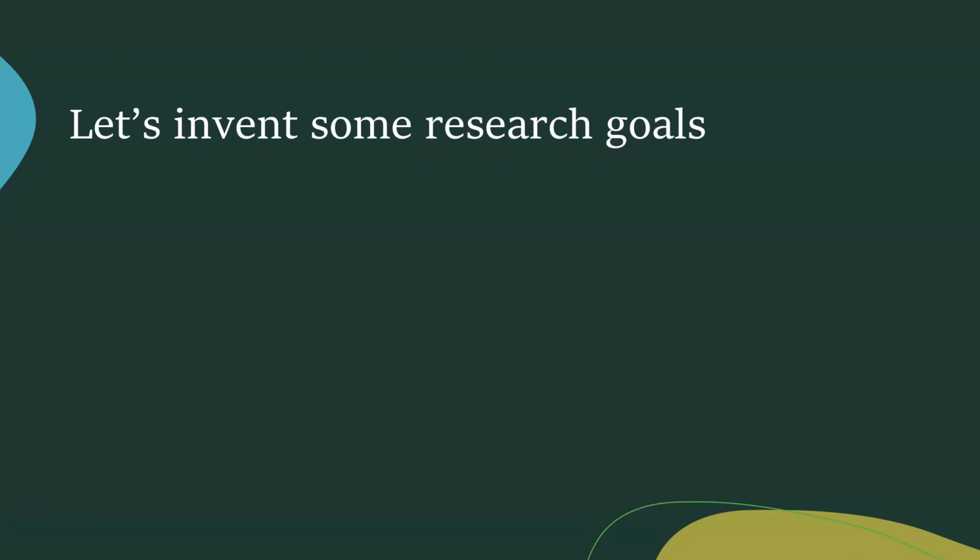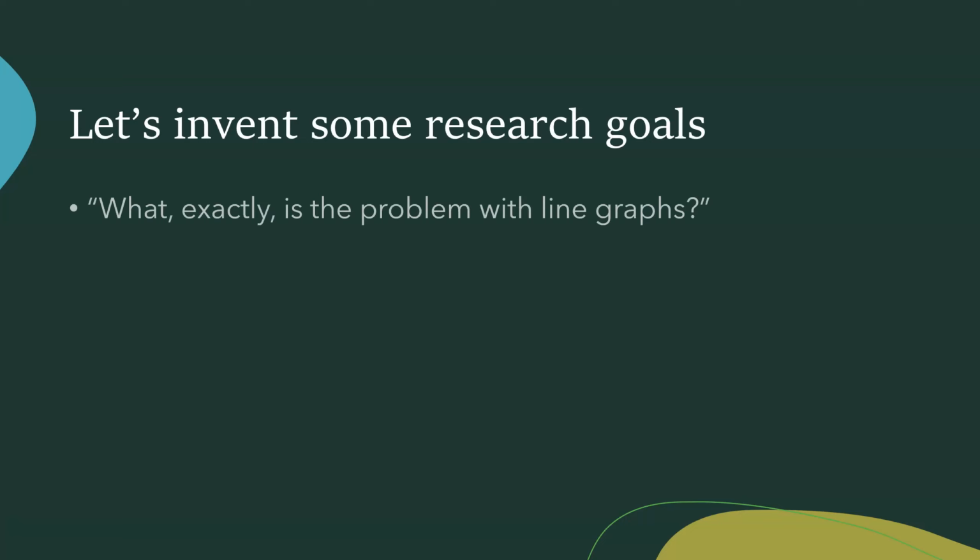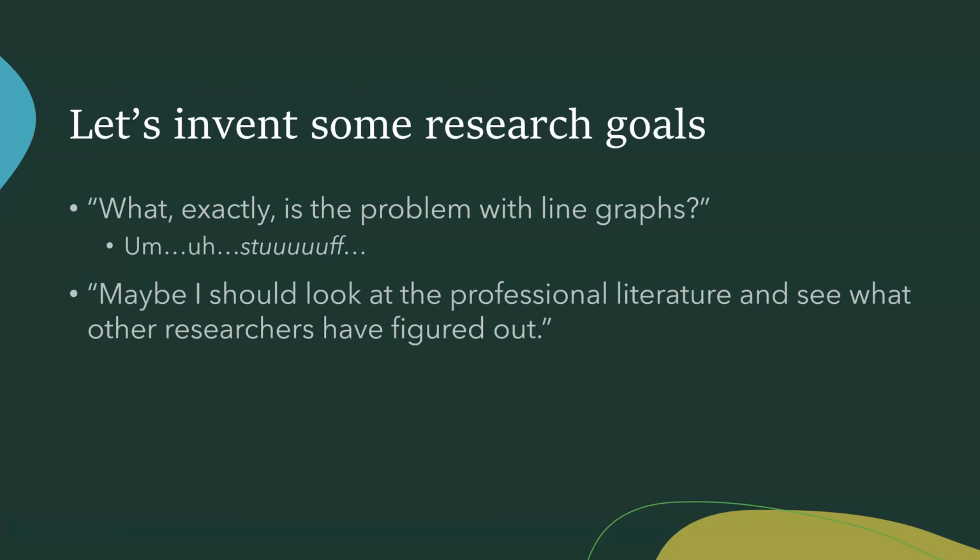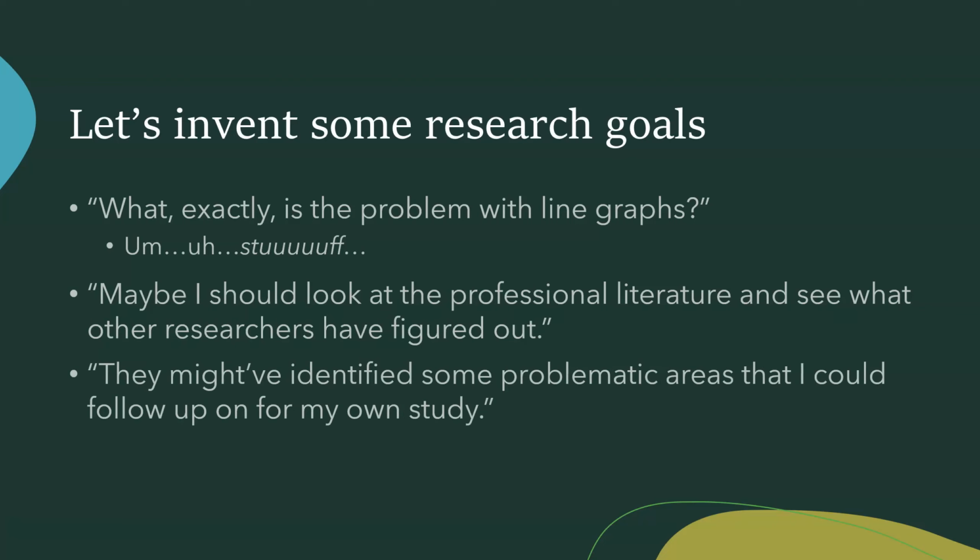Well, we've got this general topic then. Let's invent some research goals. What sort of things do we want to talk about? So, what exactly is the problem with line graphs? Yeah, sure. We know that there are problems with line graphs, but what sort of problems are there? Well, in order to find that out, maybe you should look at the professional literature, do a lit review, find out what have other researchers said. And when you do find those things, maybe those researchers found some problematic areas. They have identified issues that you can follow up for your own study.